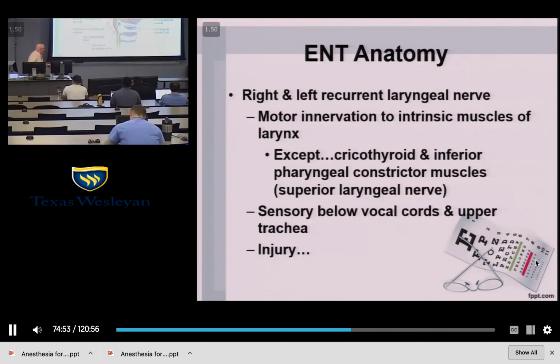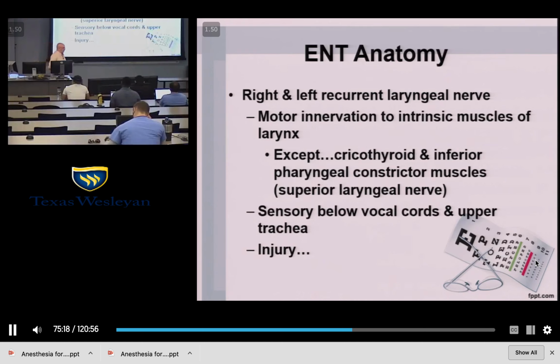Let's talk about the right and left recurrent laryngeal nerve. We know that those provide motor innervation to the intrinsic muscles of the larynx, except for the cricothyroid and inferior pharyngeal constrictor muscles. And it says right there what controls those: the superior laryngeal nerve.